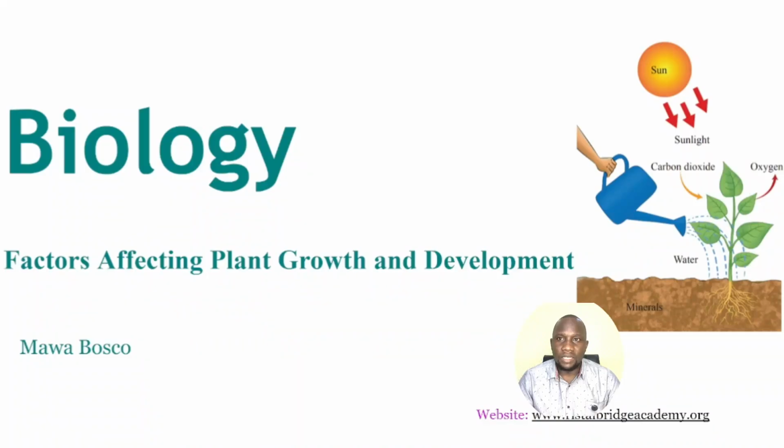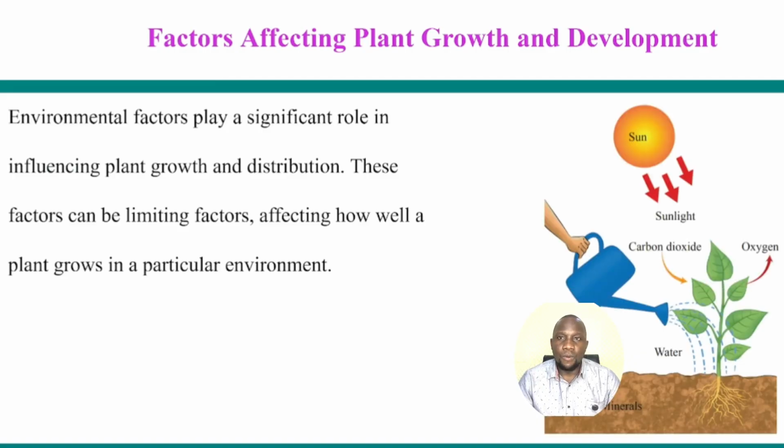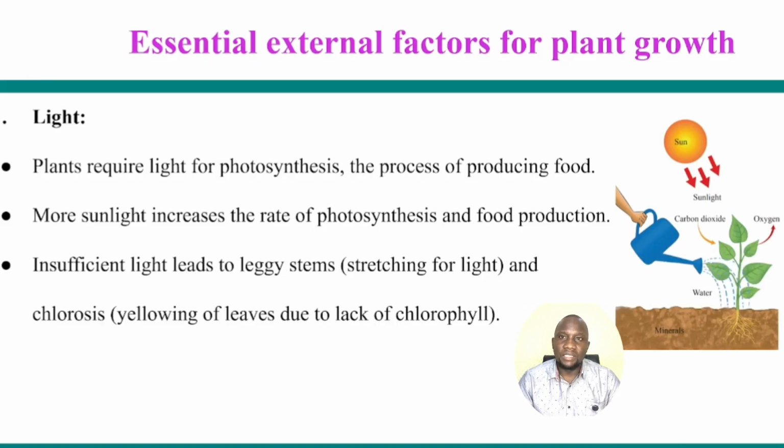So let us look at the factors that influence growth and development in plants. We can look at environmental factors, because environmental factors like sunlight or moisture content and other things influence the growth and development of plants. We can categorize these factors into two: internal factors and external factors. The external factors are the environmental factors that we have just talked about. So, starting with light.